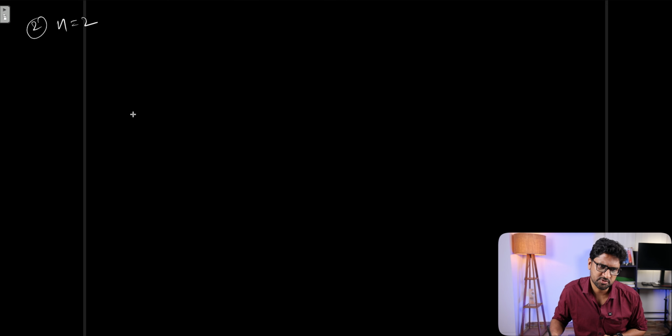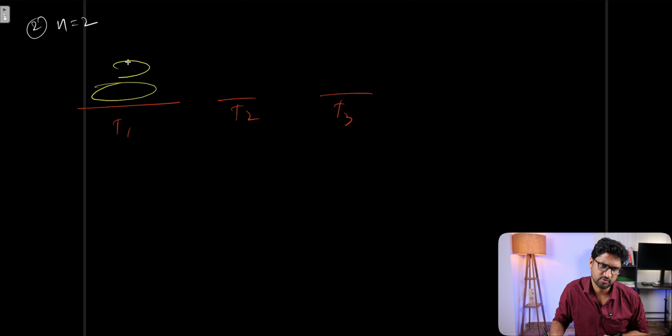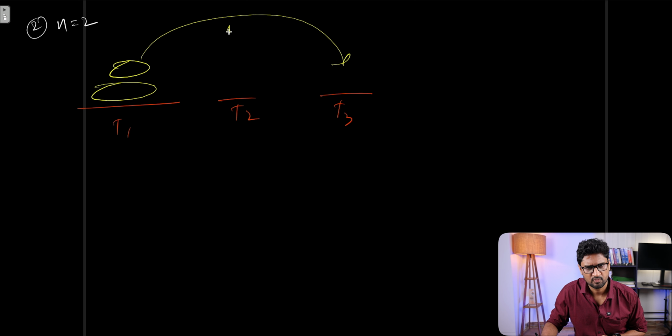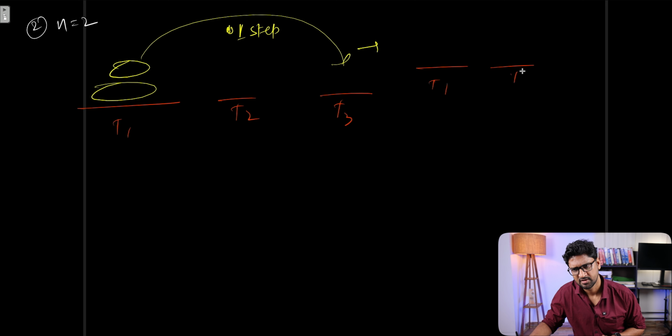If n is equal to 2, what happens? This is table 1, this is table 2, this is table 3. Initially, you have one small coin and a bigger coin. Table 3 is your helper. So what you do first is move this coin to table 3. So this is one step. When this happens, the whole situation looks like this: T1, T2, T3, and right now this smaller coin is here and the bigger coin is here.